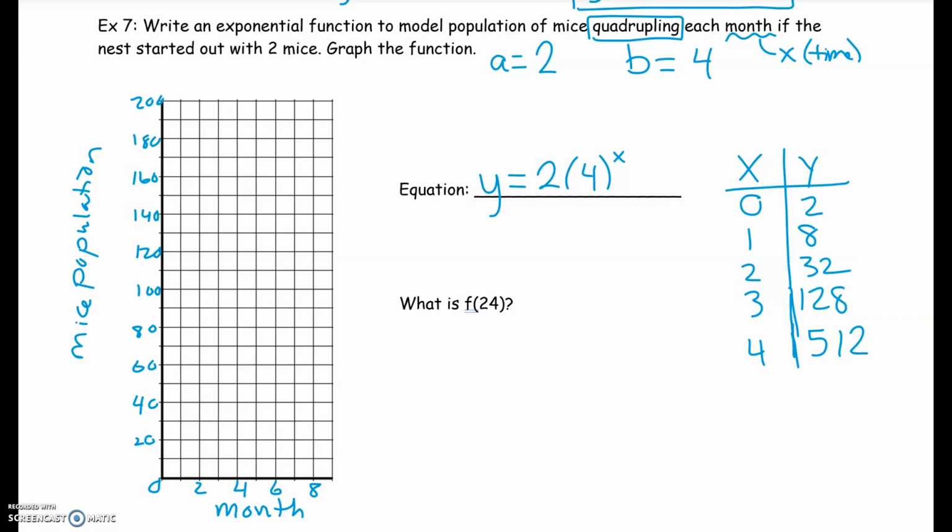So let's plot these. So at 0, we're going to be at 2, so that's about here. And 1 is going to be 8, so this middle is 10, so we're going to be below that 10. 2, 32, this is 30, so just above that line. And again, I'm just sketching this the best that I can. 3 is going to be 128, so we're going up to 120, just over halfway up that. And from there I can't go any farther, so I'm going to connect these.